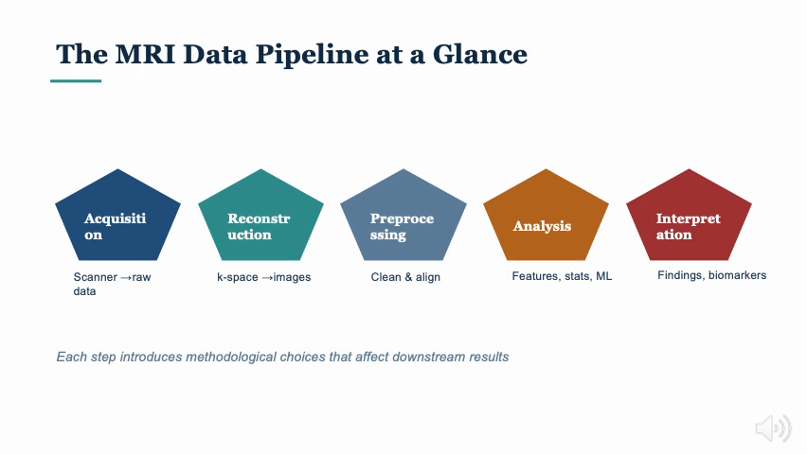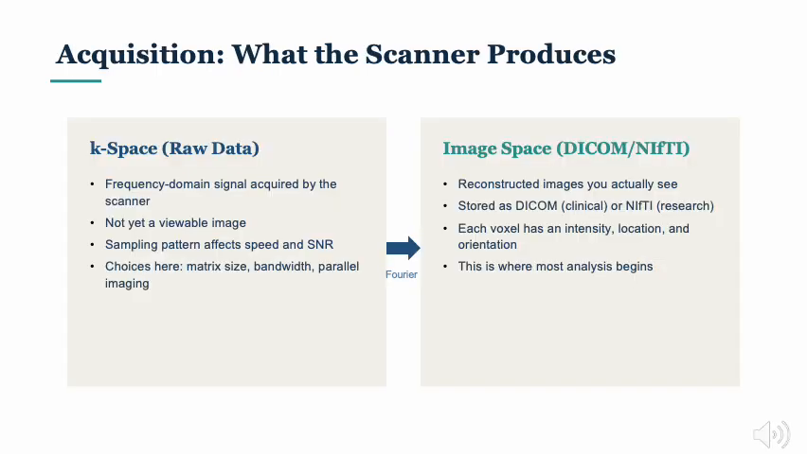Before we dive in, here is the whole pipeline on one slide. It begins with acquisition, where the scanner produces raw data. Then reconstruction turns that raw signal, what we call k-space, into images. Preprocessing cleans and aligns those images. Analysis extracts features, runs statistics, and applies machine learning. And finally, interpretation gives us findings and biomarkers. The key message: each of these steps introduces methodological choices that affect everything downstream. Let's start at the beginning.